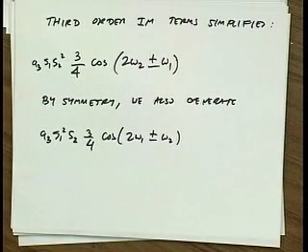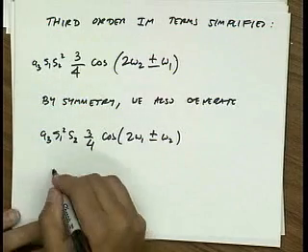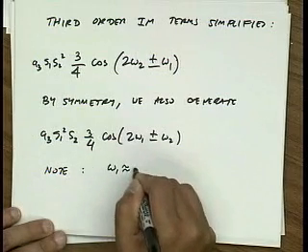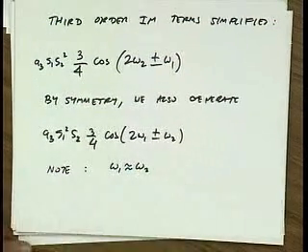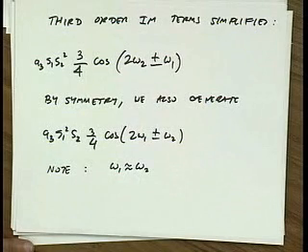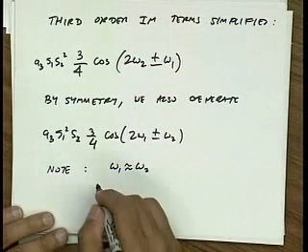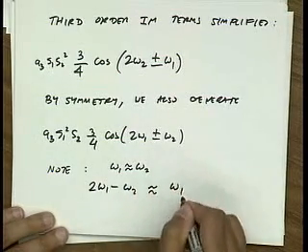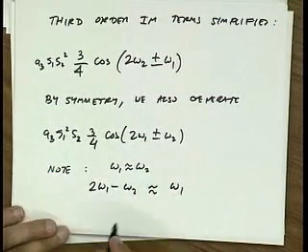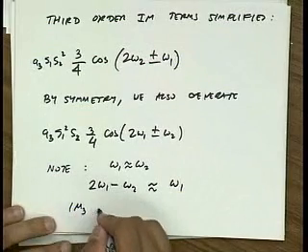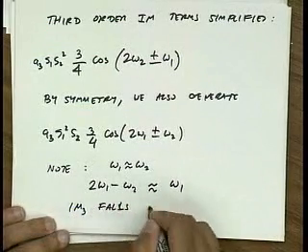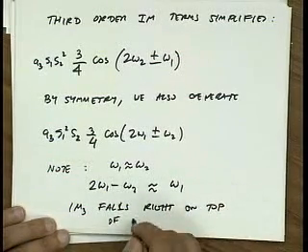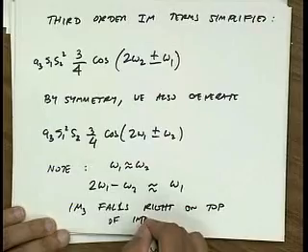Now, what's really interesting about these terms is, if you notice, let's say omega 1 is approximately equal to omega 2. Two tones close together. What happens? Well, then 2 omega 1 minus omega 2 is approximately omega 1. So this IM3 falls right on top of the input signal.